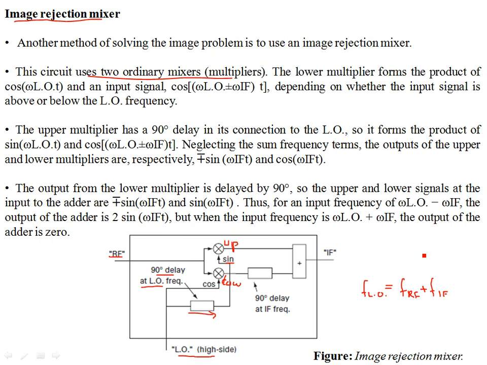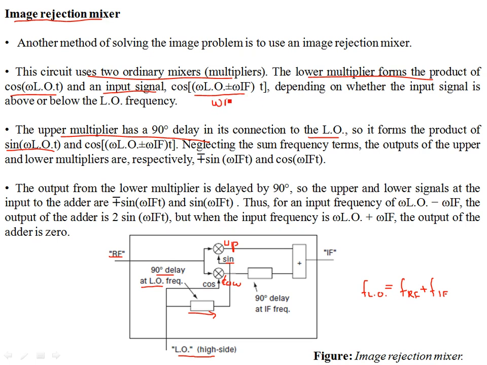So what happens here is that you have these two multipliers. One has a 90-degree delay, so one is sine, the other is cosine. The upper multiplier has a 90-degree delay in its connection to the local oscillator, so it forms the product with sine omega LO t, and the lower multiplier forms the product with cosine omega LO t. The product is with what? With an input signal, that is omega LO plus minus omega IF. You can write this; this is again omega RF.